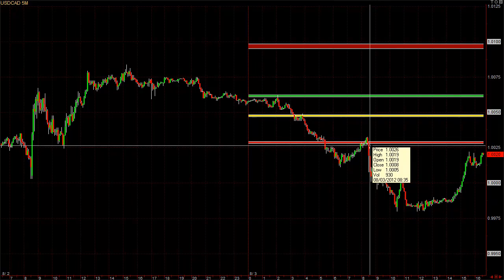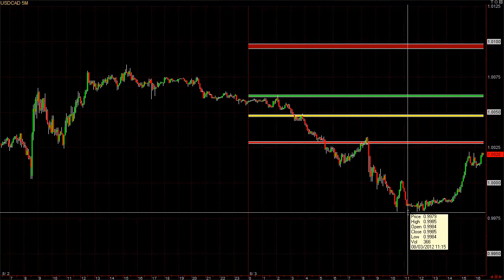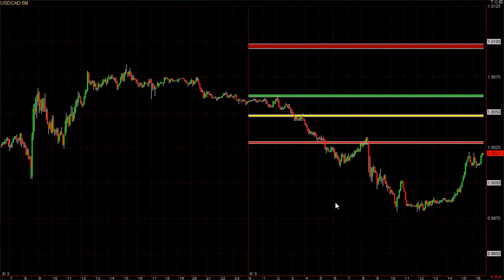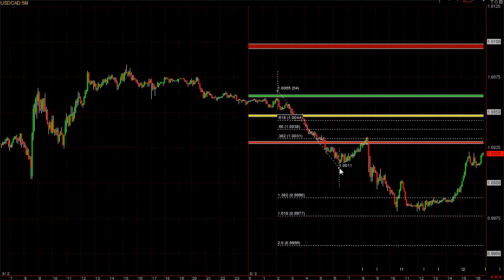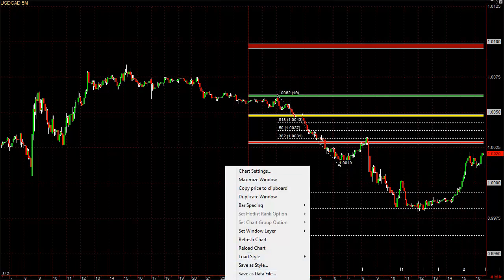Great place to go short here at 1.0026, and it falls about 40 pips. You can draw your fibs off this previous swing too, if you like, and get out at the fib targets. Notice it went right to the 1.618 fib target.